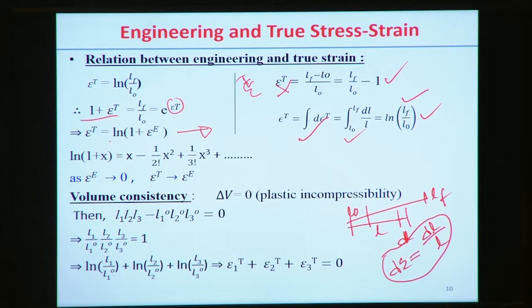But if we further expand this, logarithm of 1 plus x equals x minus x square by factorial 2, and so on, and if the amount of the strain tends to 0, then we can find out the true strain tends to the engineering strain. So for small strain cases, the values of the engineering strain and true strain are almost equal, there is not much difference. Now we try to find out the other correlation in terms of the true strain or engineering strain. Let us look into that.